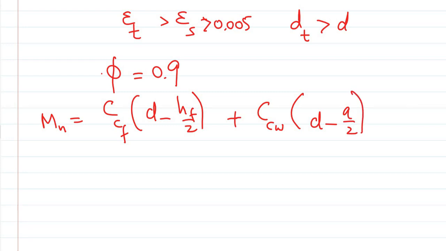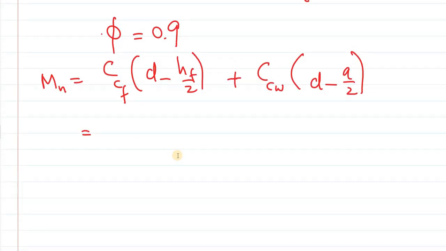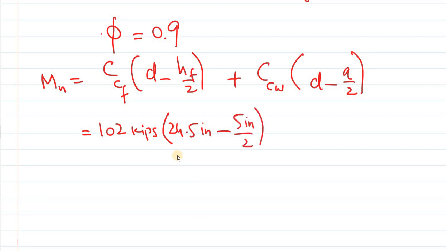So the CCF force was equal to 102 kips. So 102 kips into d value is 24.5 inch minus HF is 5 inch by 2, plus CCW value is 182 kips, multiplied by again 24.5 inch minus 5 inch.